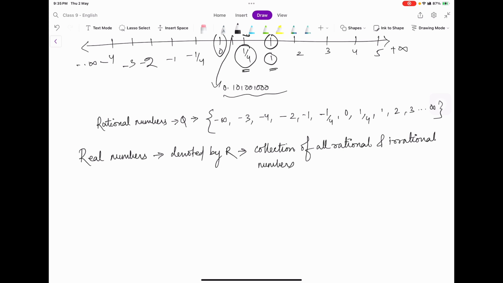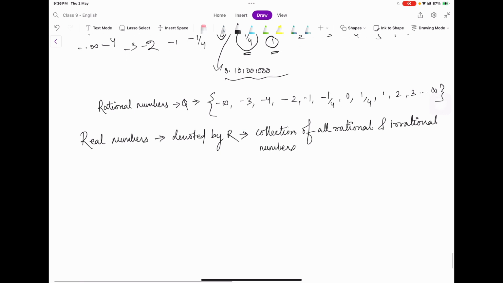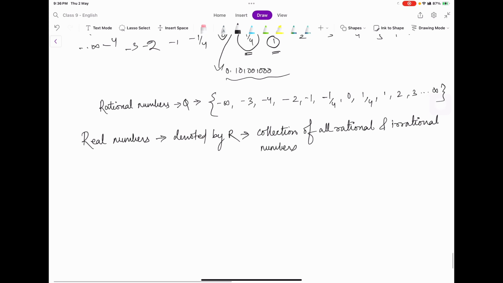which is not in the scope of class 9th or 10th, it is in 11th. Those numbers are called complex numbers. Complex numbers are square roots of negative numbers. So complex numbers are not part of our syllabus. Up until now we will learn only about real numbers. Real numbers contain both rational and irrational numbers.